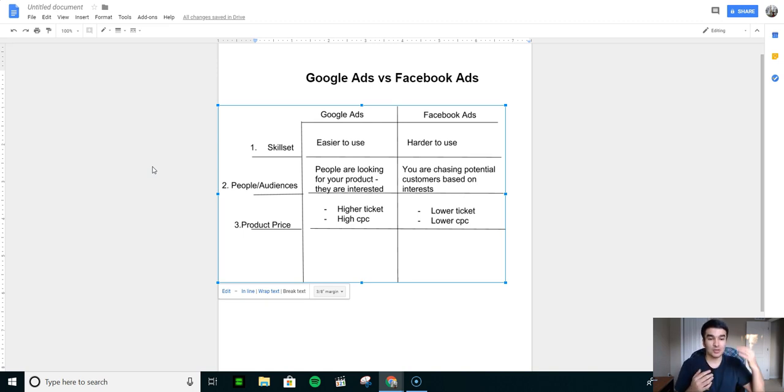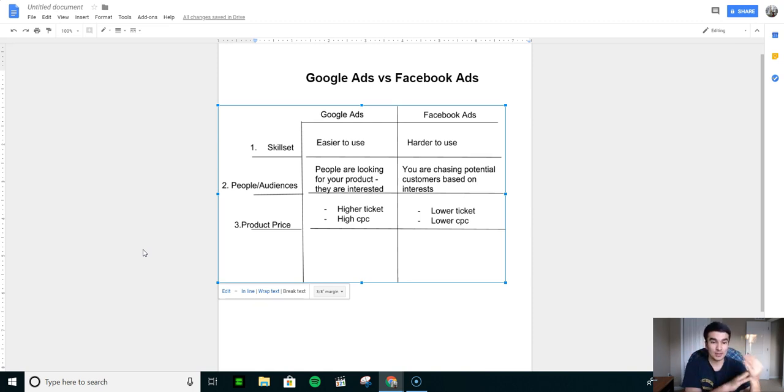Otherwise, imagine people are just on Facebook to have fun, to be entertained, to connect with their friends and family, right? They don't have an intention to buy any products when they go on Facebook or Instagram. Their main purpose of going there is just to have fun. But when they see a product, you have to get their attention in order for them to click, visit your product page, and hopefully buy.